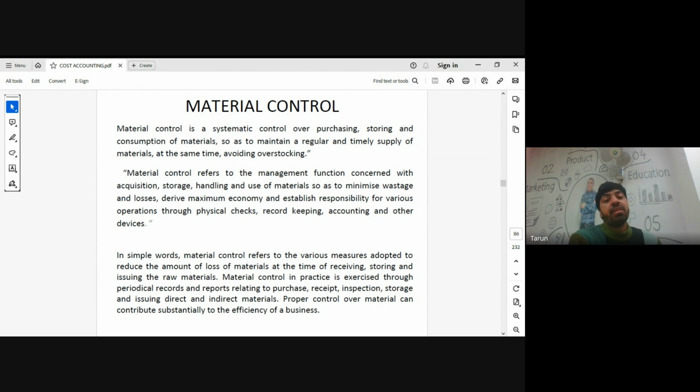Then we talk about labor control and the labor turnover ratios. In today's session we will discuss these in detail, because these topics are very important for the IGNOU examination. So just wait to continue with material control in today's session for 5 minutes more. Then I'll start the session with material control.